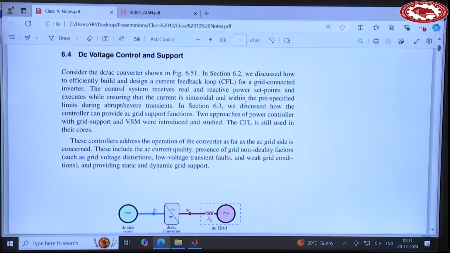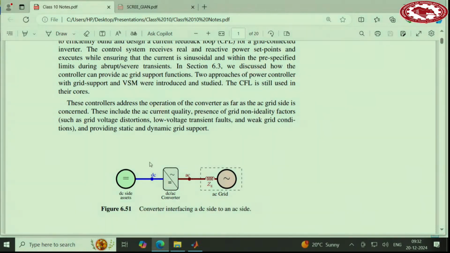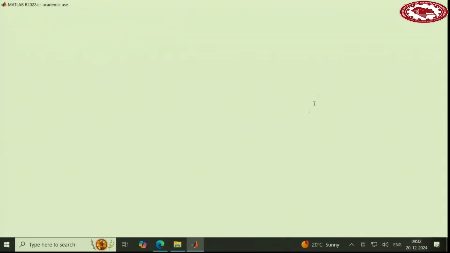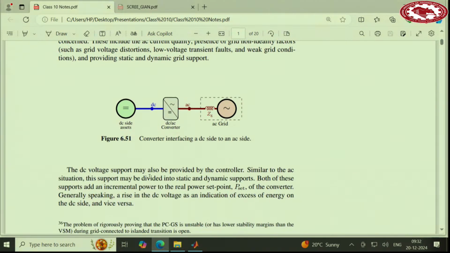We have been talking a lot about the interaction of the converter with the grid side, whether DC or AC, in the past couple of days. We did not talk a lot about aspects on the DC side, so to speak. If you have an inverter, let's say, that connects the DC side to the AC side, the control and support of this voltage. So in this class, I'm going to talk about that aspect.